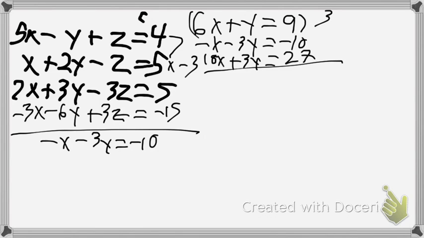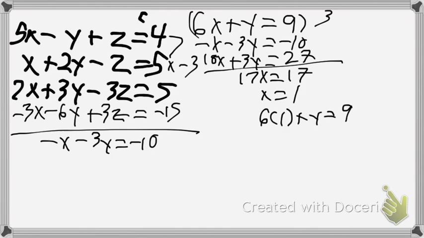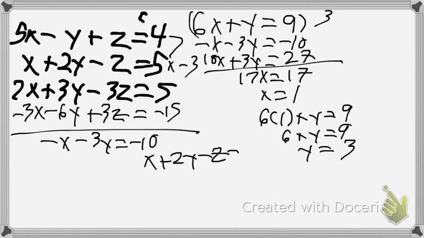Add those 2 together. 18x minus x is 17x. 3y minus 3y is 0. And 27 minus 10 is 17. And lo and behold, I get x equals 1. Plug that back into 6x plus y equals 9. So I get 6 times 1 plus y equals 9. 6 plus y equals 9, or y equals 3. Go and plug that back into x plus 2y minus z equals 5.